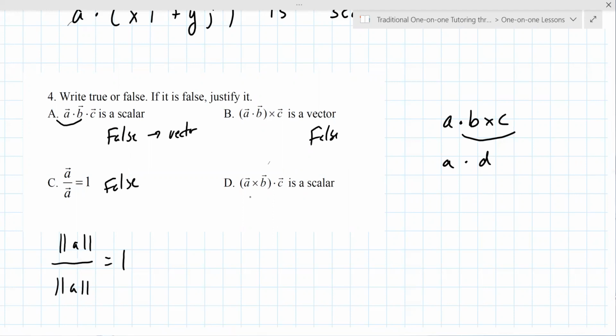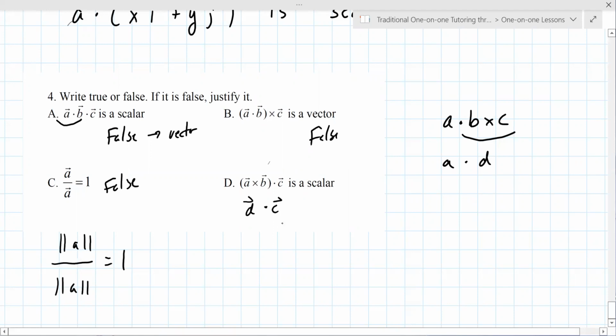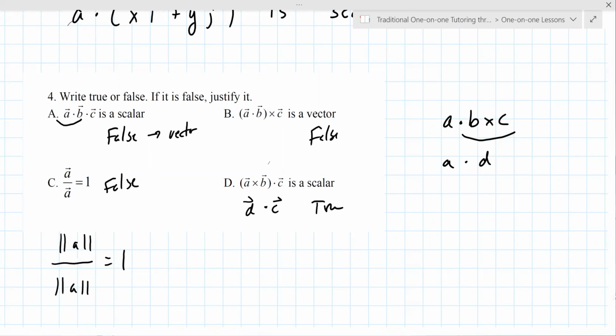All right, so last one here, A cross B, that produces another vector D, we'll say, and then D dot C, yes, that is a scalar, so that is true. And I don't know why, they just tend to be more falses than trues in some of these that I'm looking at. Now yours, you know, it could be different.